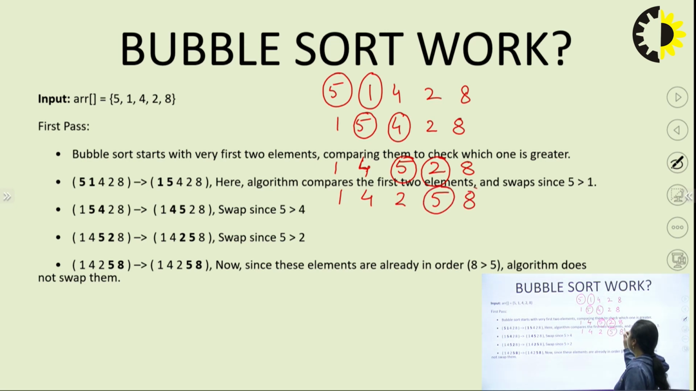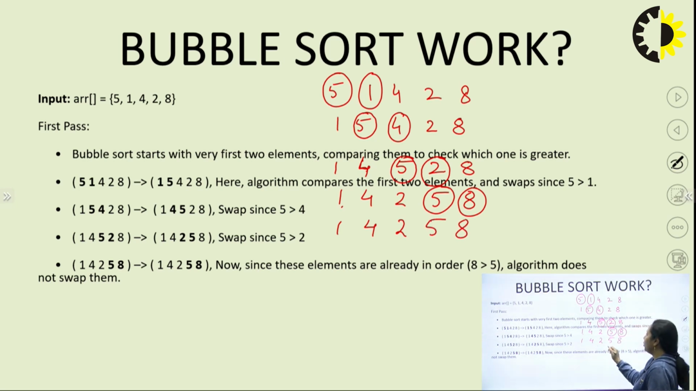Next two adjacent elements are 5 and 8. Again check for the logical order of the two elements. 5 and 8, these are properly arranged. We have the correct order of 5 and 8, so there is no requirement of swapping here. So the final list we get after the first pass is this.